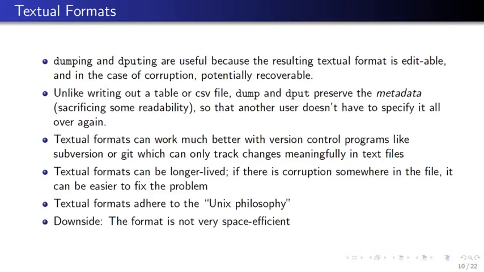There are other types of formats that you can save data in beyond the tabular format, beyond the CSV file or text file. These are also textual formats, but they're a little bit different from the tabular data that we've talked about before. The two main functions for writing out data are dump and dput. The idea behind these formats is that they're text formats, but they're not formatted the same way as a table, because they contain a little bit more metadata. So data about, for example, the type of the data in each object.